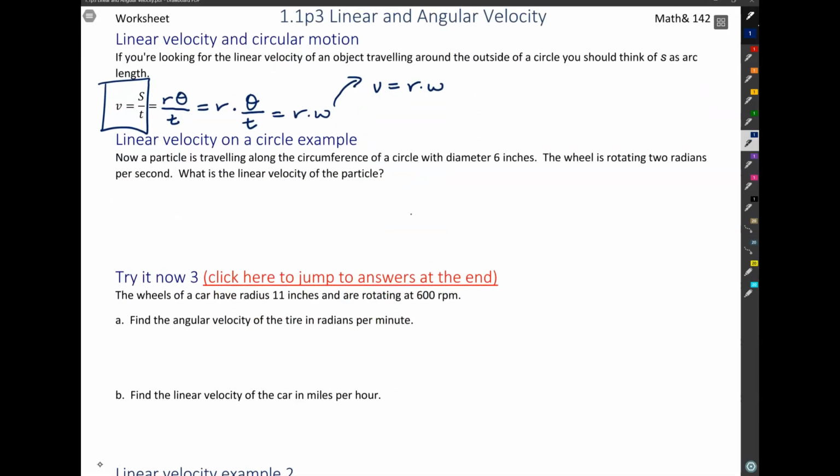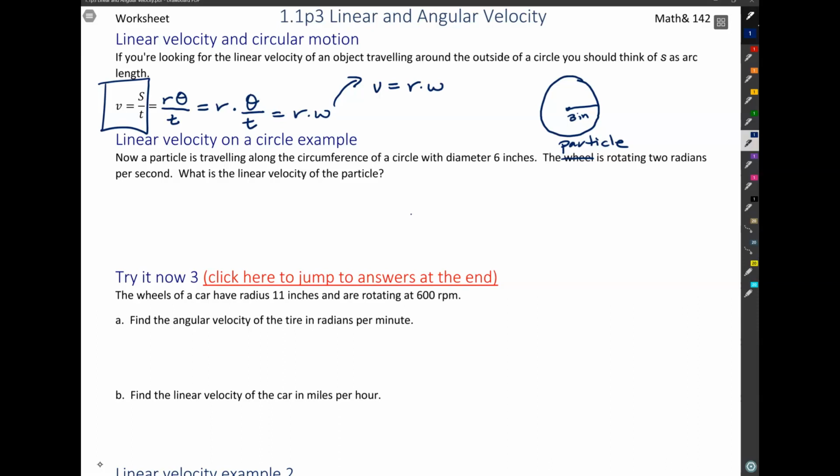So looking at an example, we have a particle traveling around the outside of a circle with diameter 6 inches. Okay, so be careful about that, which means the radius is actually 3 inches, which seems to be my favorite circle for all of these problems. The particle is rotating 2 radians per second. We want to find its linear velocity.